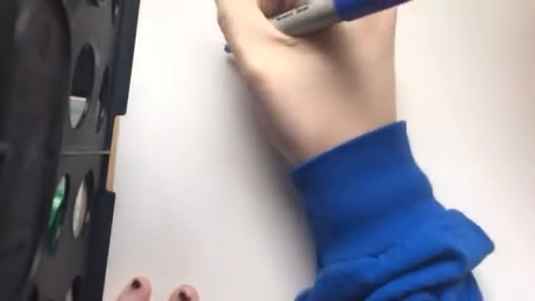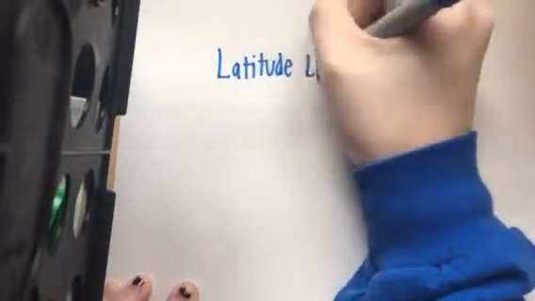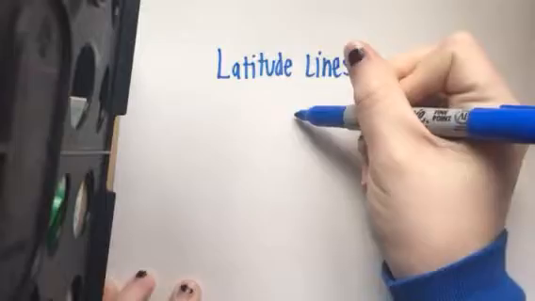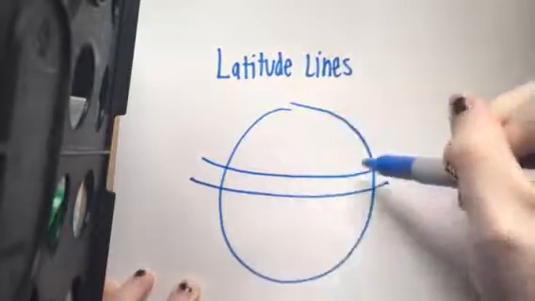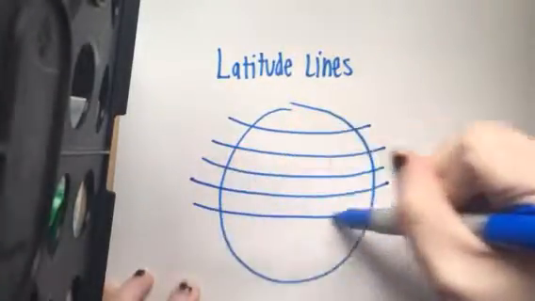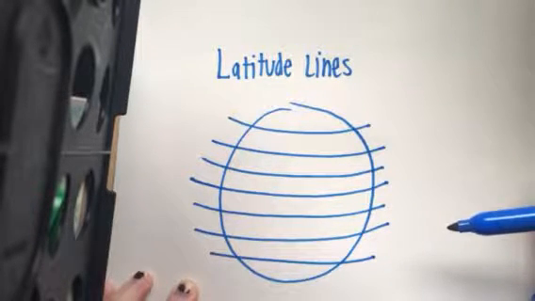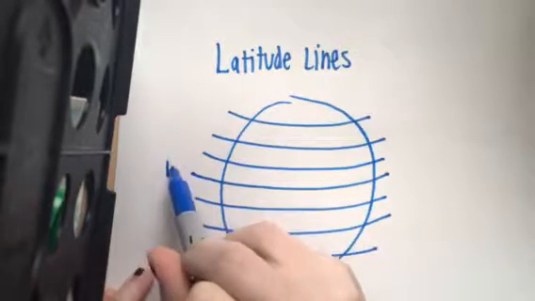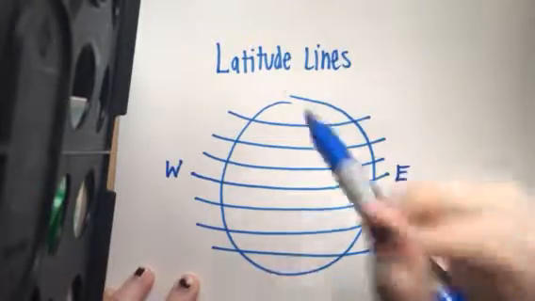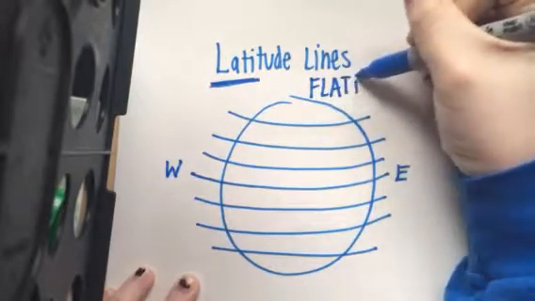First, we're going to talk about latitude lines. Latitude lines circle the Earth from west to east. Latitude lines look almost like flat lines. This is an easy way to remember that latitude lines go from west to east because latitude rhymes with flatitude.